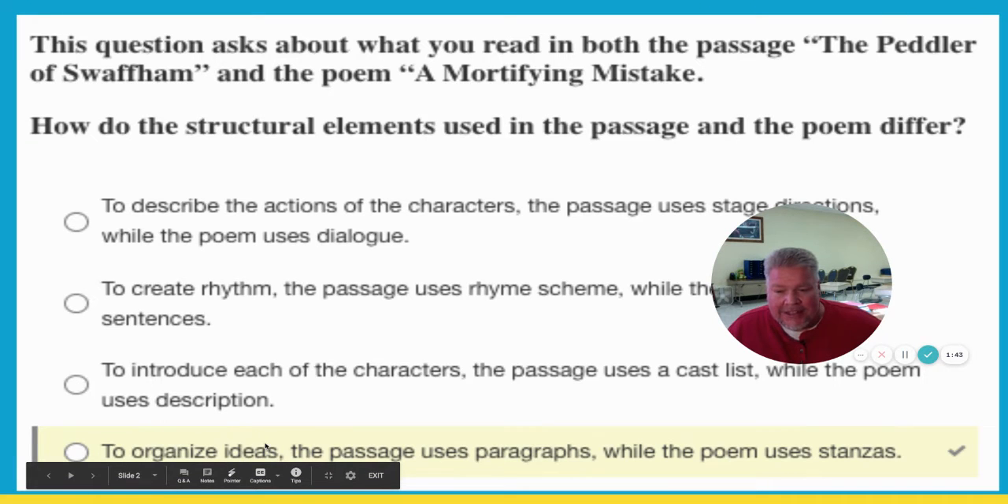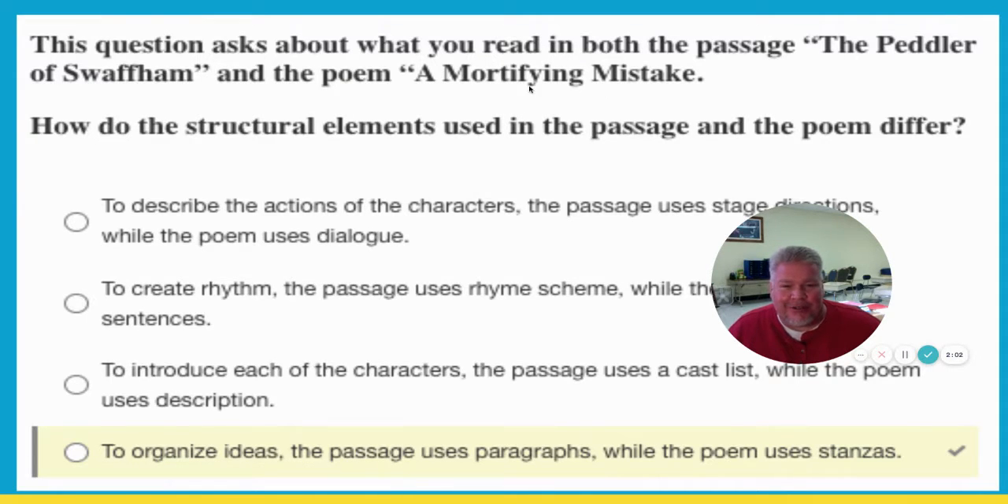To organize ideas, the passage uses paragraphs. Just about everything we've read is written in paragraphs. The poem uses stanzas. We're going to take a look tomorrow at that poem. You remember it probably. It's about a girl trying to remember her multiplication facts, and she can't, so she names her doll 54 to remember what 6 times 9 is, and then when the teacher asks her what 6 times 9 is, she tells her doll's name accidentally.